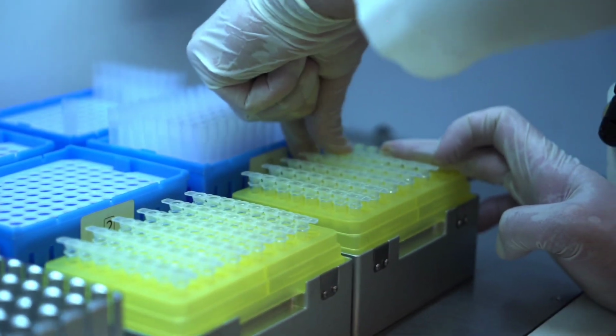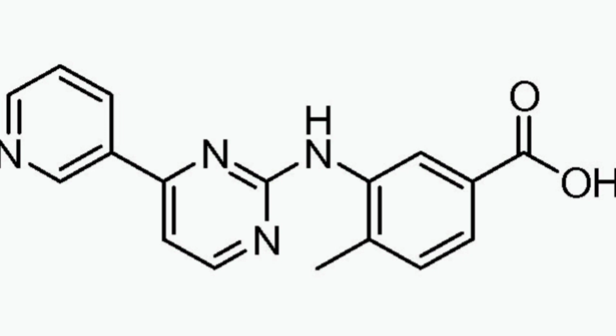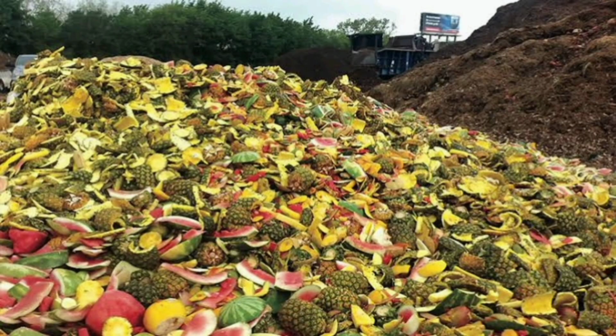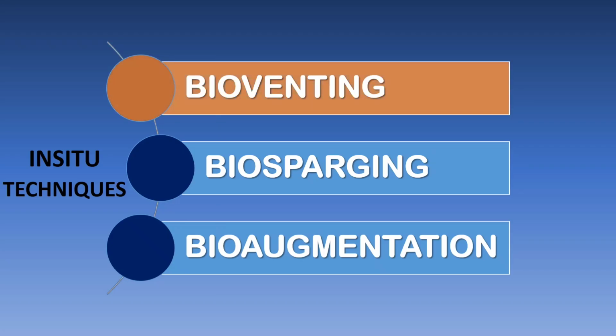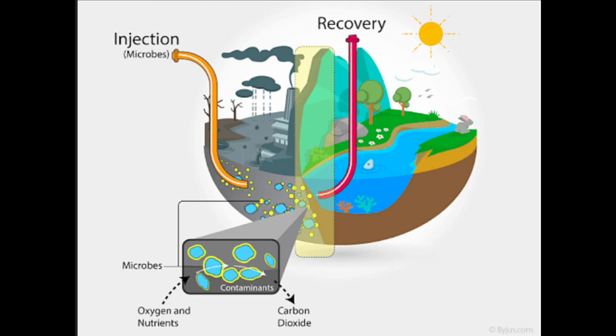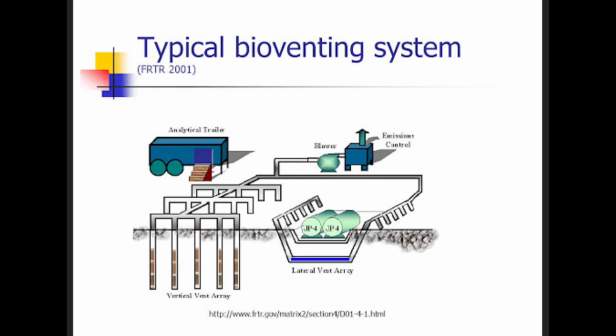In situ bioremediation approaches have been employed to detoxify chlorinated solvents, dyes, nutrients, heavy metals, and organic waste sites. Bioventing, biosparging, and bioaugmentation are all included in situ bioremediation techniques. Bioventing is a form of in situ bioremediation technology that encourages aerobic decomposition.